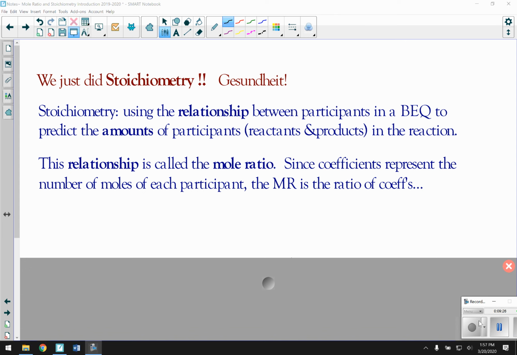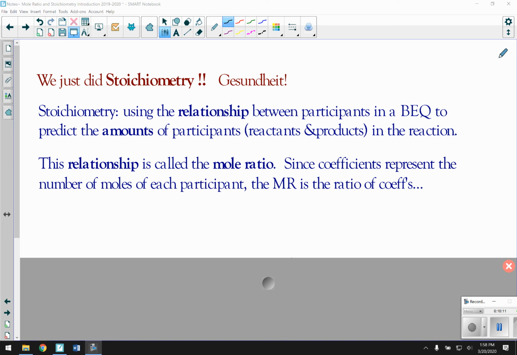Now, stoichiometry is actually another name for chemical quantities. It's a Greek-rooted word, the metri meaning measurement, and stoichio has something to do with amounts or elements. So stoichiometry has something to do with predicting the amount of compound that we would make. What is stoichiometry? You just saw it in action, but let's write a definition. It's using the relationship between those participants in a balanced equation, the coefficients that is, to predict the amount of participants. As you saw, we predicted the amount of chlorine gas we would make.